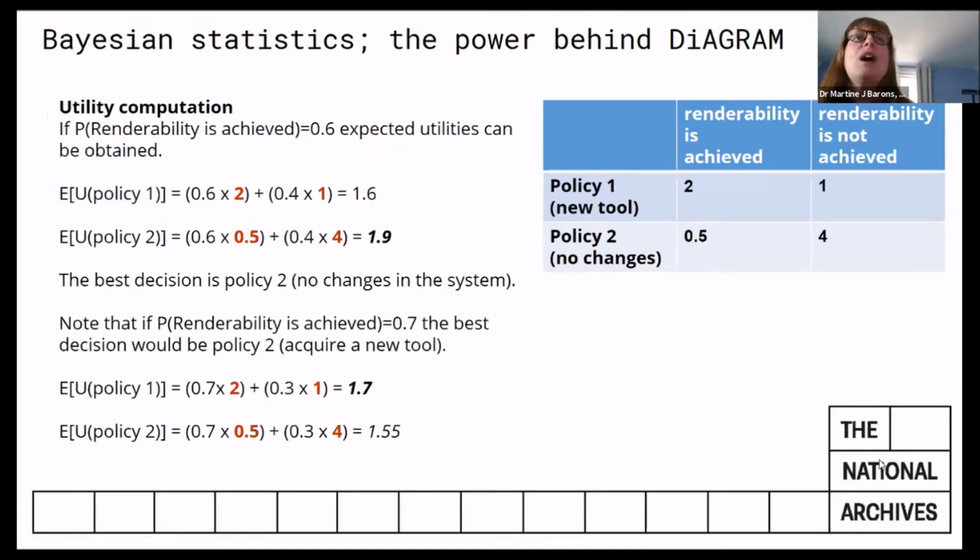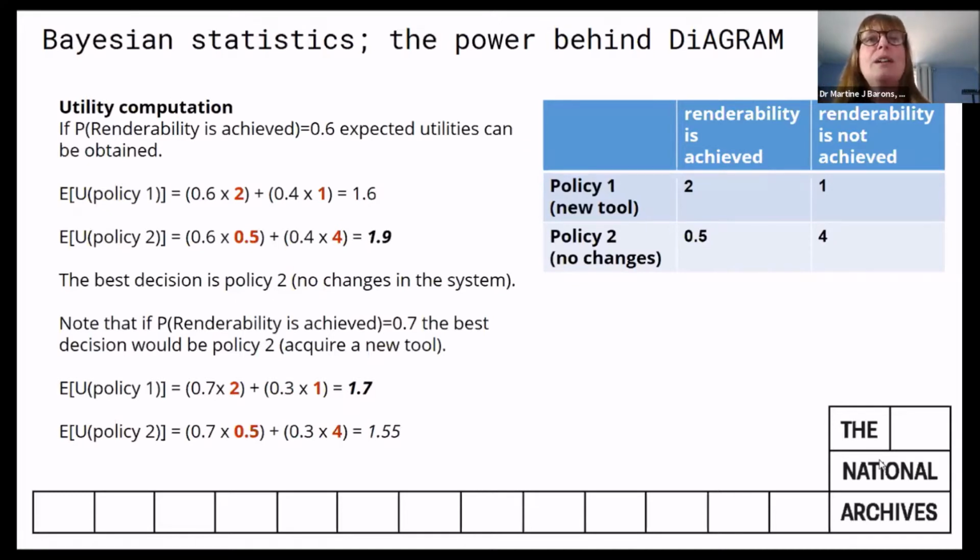So this is how we would calculate it. So suppose we know that the probability that renderability is achieved is 60%, 0.6. So under policy 1, we have renderability is achieved is worth 2 in our utilities. So it's 2 times 0.6, which is the probability. And then if renderability is achieved is a 0.6 probability, then it's not achieved is a 0.4 probability. And we multiply that by the renderability is not achieved utility, which is 1. And the total score comes out at 1.6. So under policy 2, we have that 0.6, we multiply it by the renderability is achieved of 0.5, and then we multiply the renderability is not achieved by 4, and we get 1.9. And so the best policy is policy 2. Don't change the system, save your money. However, if renderability being achieved is a 70% chance, 0.7, then the best decision would change.